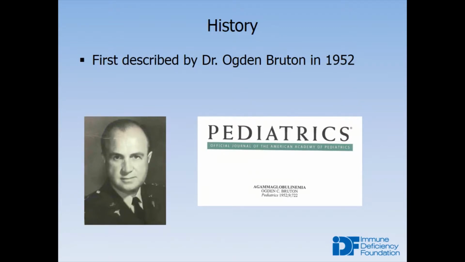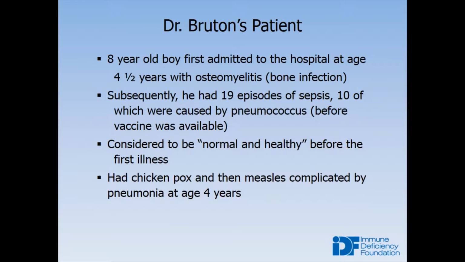The first description of XLA was in 1952, so it's actually one of the first primary immunodeficiencies identified. This is the birth of things, and this is the standard stock picture of Ogden Bruton, an Army physician who treated a little boy who continued to have pneumonias. He saw this child at 8 years old. He had a history of bone infections, sepsis, which is infection of the body, and a bunch of pneumonias caused by pneumococcus, and this is the pre-Prevnar and pre-Pneumovax days, so nobody was vaccinated for pneumococcus.